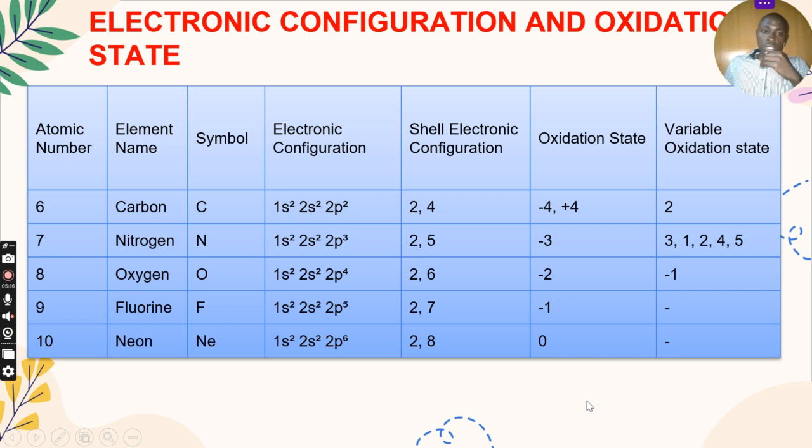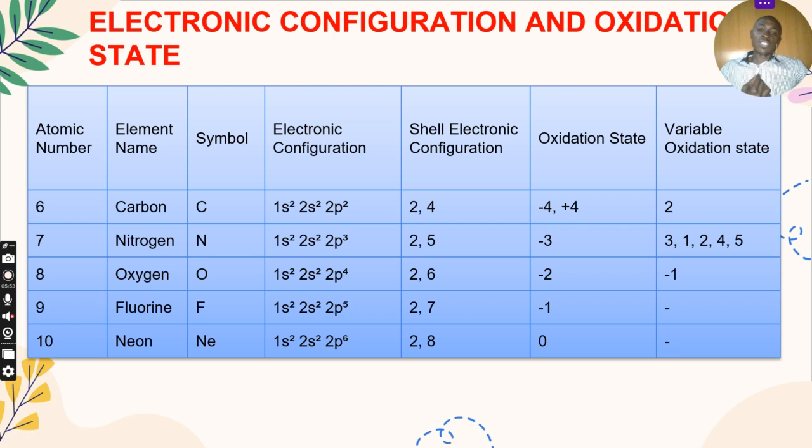Okay, the same applies to carbon. Carbon has an oxidation state of +4 or -4. It is 2, 4. To be completely 8, it needs 4 extra electrons to be stable, and then it can also give 4 electrons to be stable, to be full. So the chances are -4 and +4. So the oxidation states are -4 and +4.